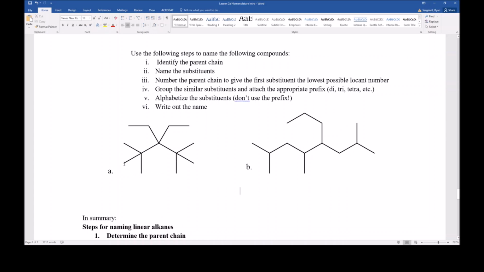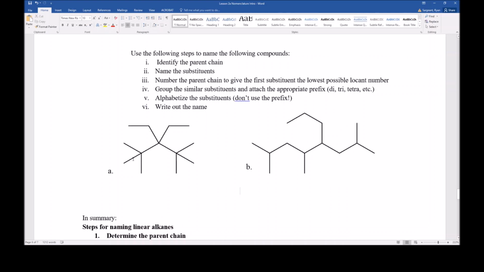If I call this my parent chain, 1, 2, 3, 4, 5, that parent chain has 2 methyl groups here, 2 ethyl groups here, and 2 methyl groups here that are branching off of it. That is 6 total branches. And this is important when you have multiple parent chains that are all the same length. So you only worry about this if all the parent chains have the same number. If they have different numbers, just choose the biggest number.